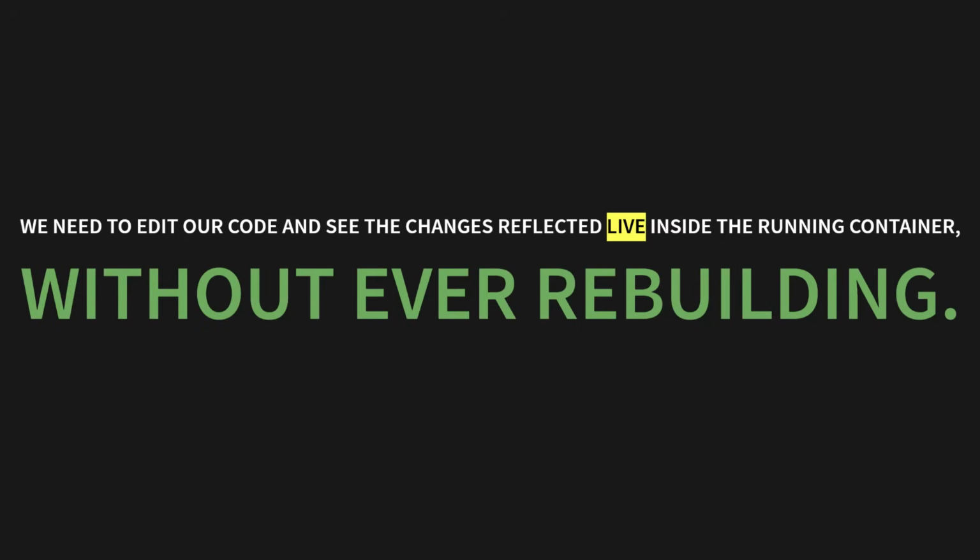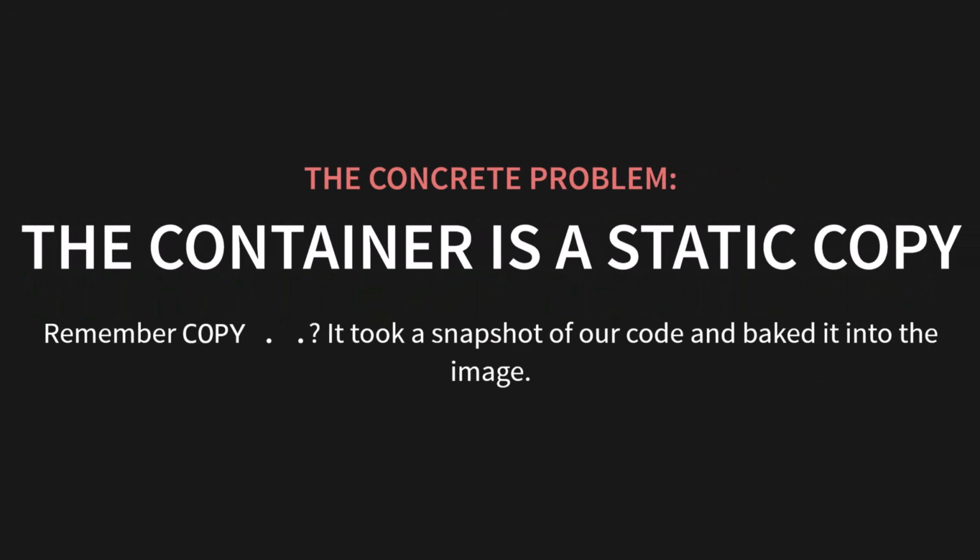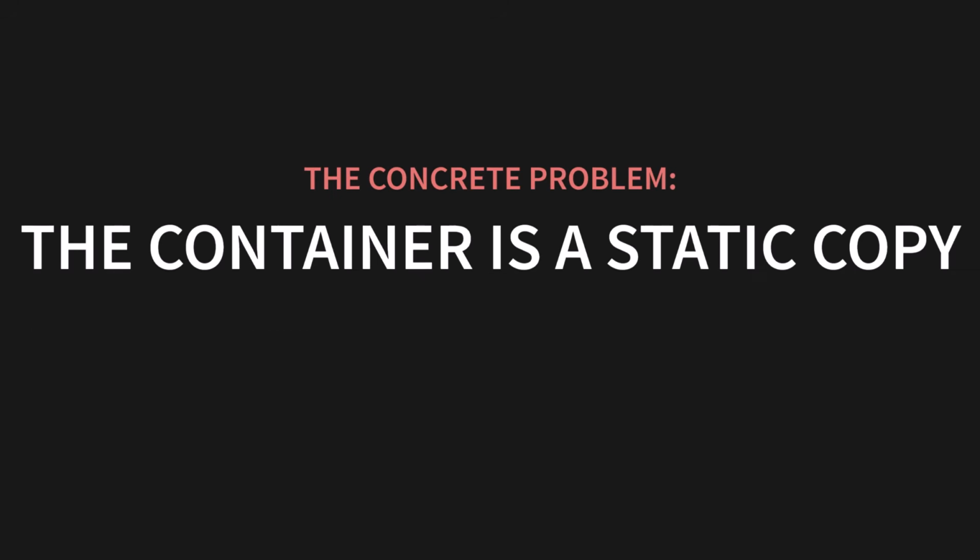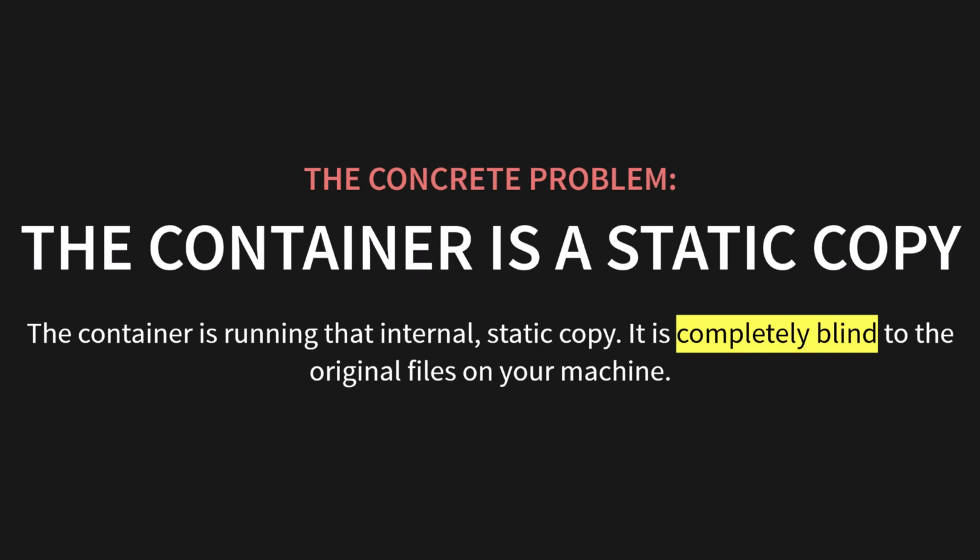So what's the actual concrete problem here? It comes down to this. The container is a static copy. Remember that COPY command in our Dockerfile? It took a snapshot of our code and baked it right into the image. The container is running that internal static copy. It is completely blind to the original files on your machine. When you change a file, the container has no idea. It's just chugging along with the old code.